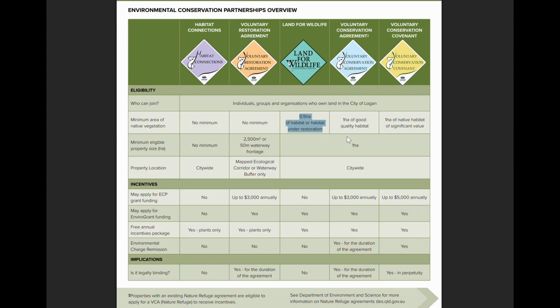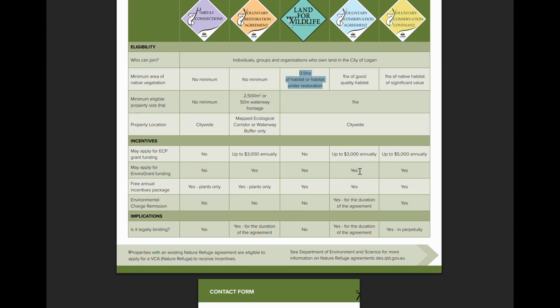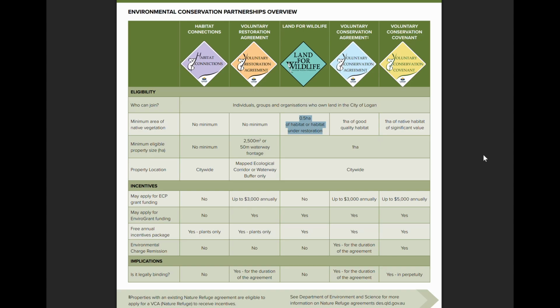If you have a larger property and you have 1 hectare of good quality habitat, which is about 2 acres, you can apply for the Voluntary Conservation Agreement. You get the same things as Land for Wildlife, but you get an extra $3,000 grant every year. You will work with a Land for Wildlife officer who will help you create a plan, and you can work through this together.